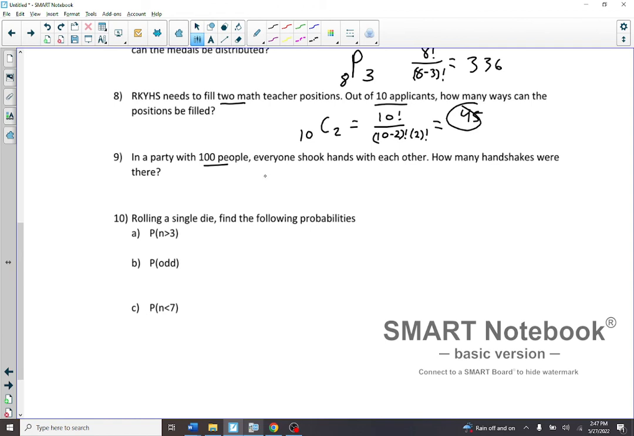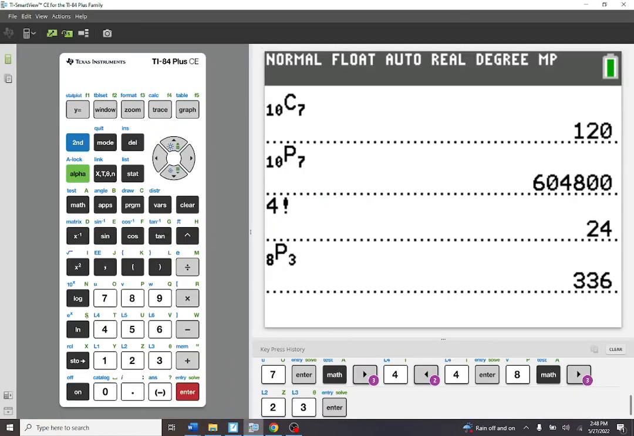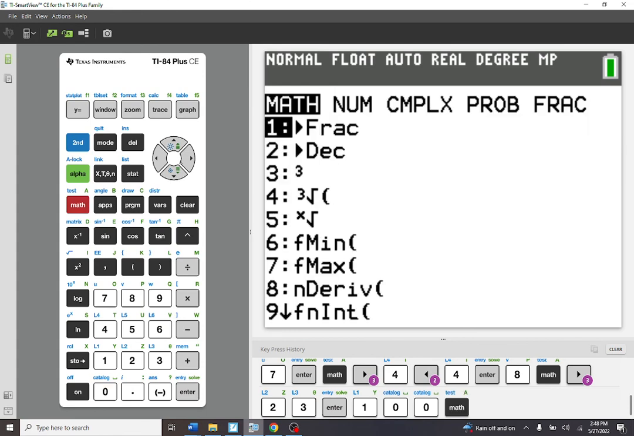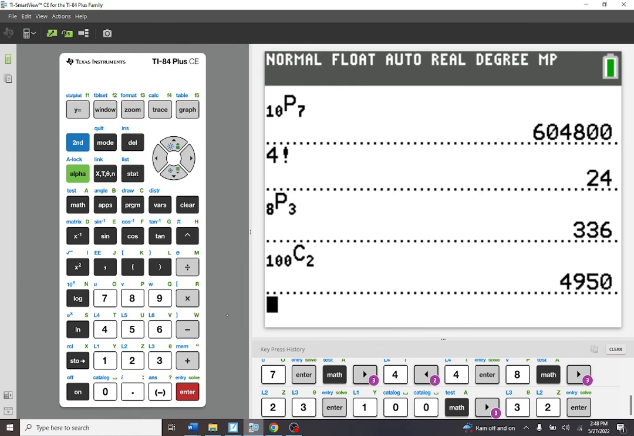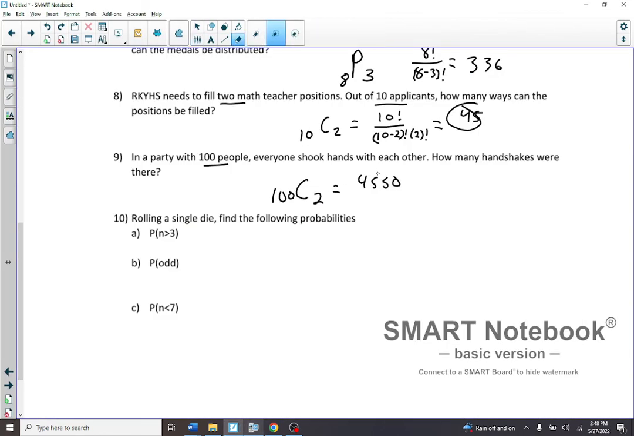With a party of 100 people, everyone shook hands with each other. How many handshakes are there? With that in mind, since it's 100 people, does it matter who shakes with who? No, it doesn't matter, so choose 2. Because every handshake is only 2 people, so 100 times 99 divided by 2 is 4550. Actually, let's just check real quick. 100, math, probability, which is option 3, 2. 4950, my bad. So 4950.